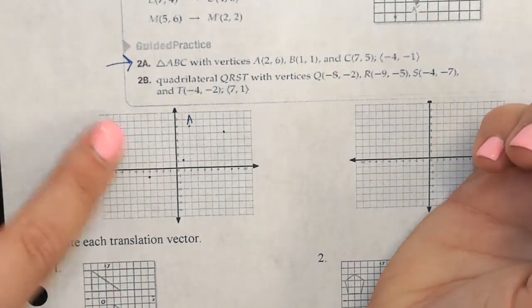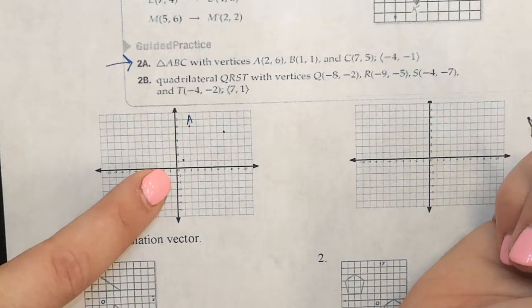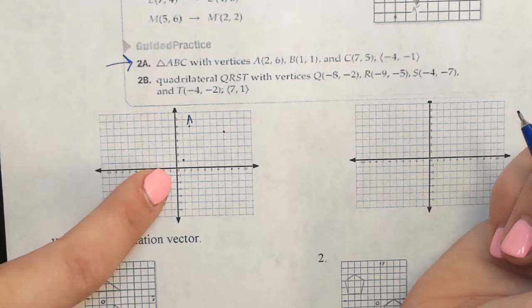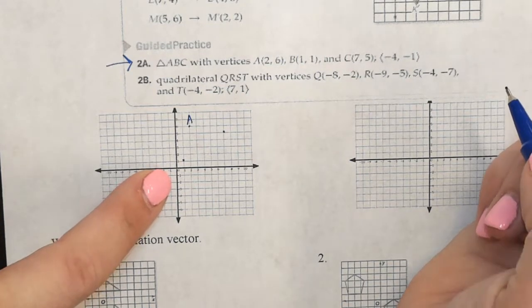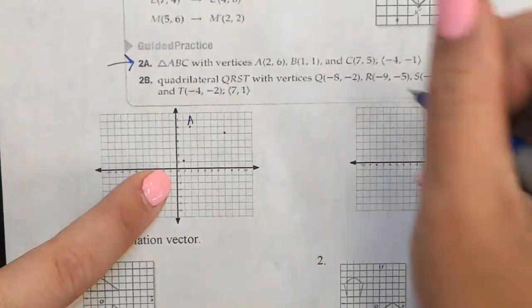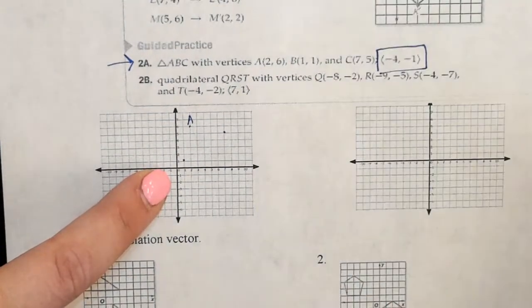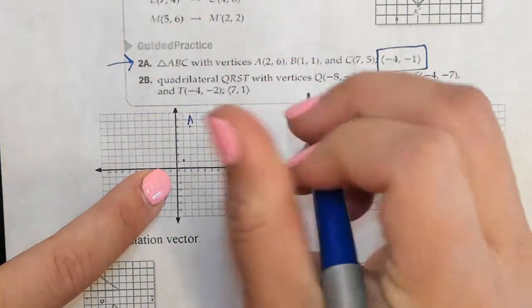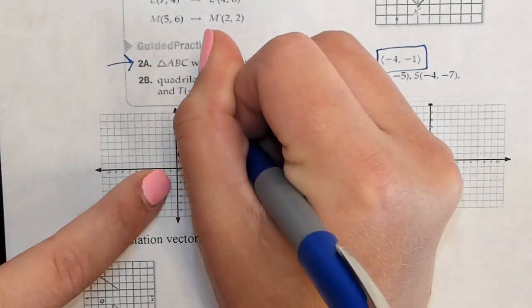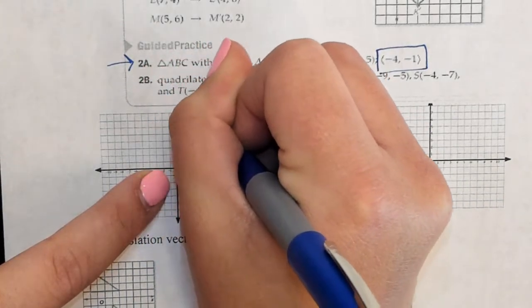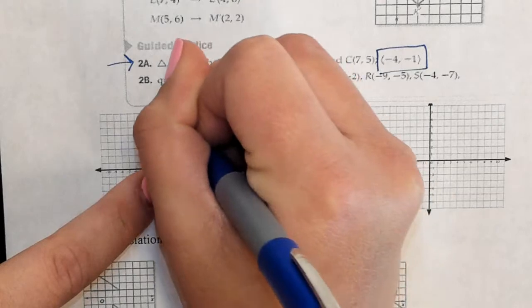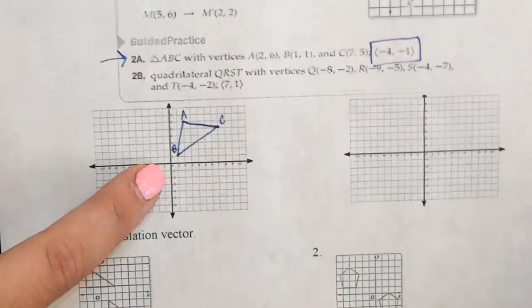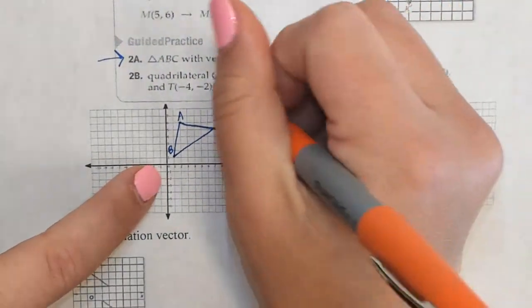Don't plot the fourth one like I tried to do. What's the fourth one? It's your vector. Don't plot it. That's your vector. I tried to do it too. This is how much you're moving. What shape is it? It's a triangle. Okay, now let's go ahead and write our new points.